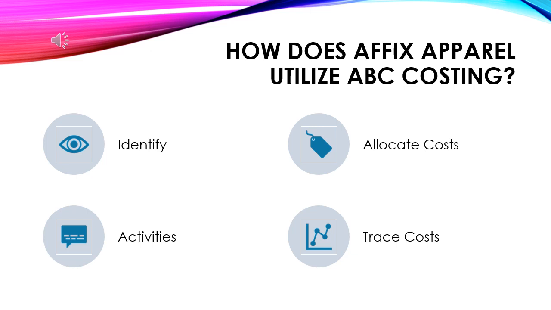Affix Apparel can benefit from the ABC system as they are able to allocate costs of depreciation of machines and the building, utilities, and salaries to the various activities, which allows them more accurate prices for their items based on the expected costs.